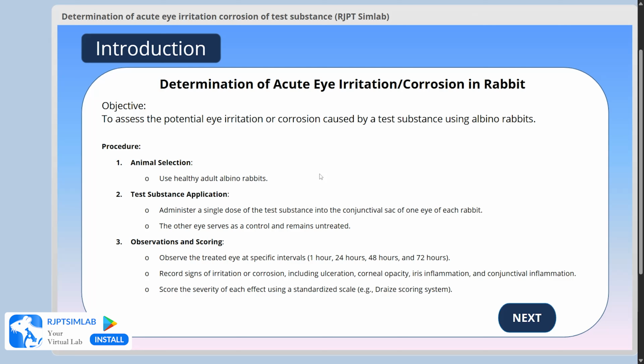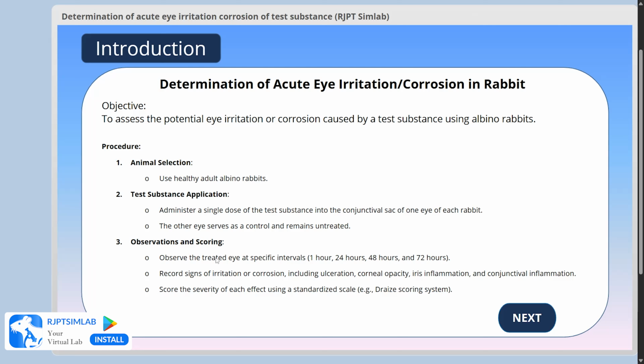We have to administer a single dose of the test substance into the conjunctival sac of one eye of each rabbit, which means we have to administer the single dose of the test drug into the conjunctival sac of one eye of each rabbit. Then the other eye serves as a control and remains untreated, which means in one eye of the rabbit we introduce our test drug, and the second eye serves as a control. We name it the control eye, the control part, which remains untreated, in which we do not administer any drug. The third step is observation and scoring.